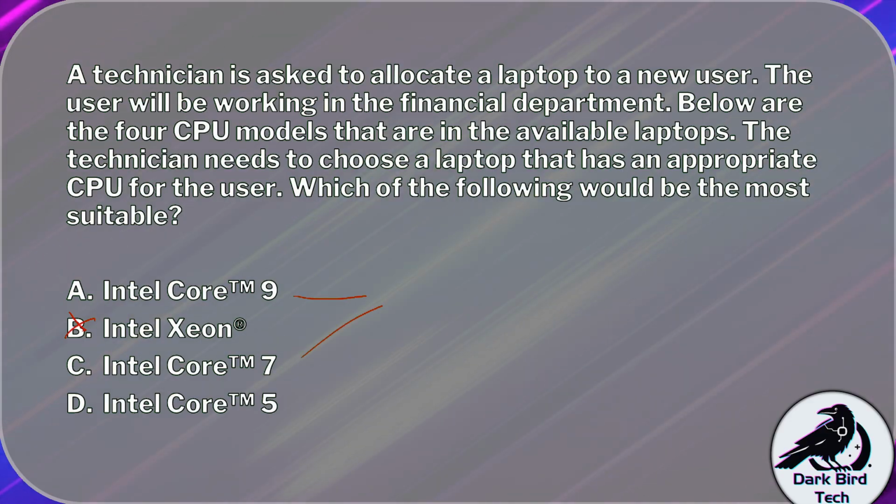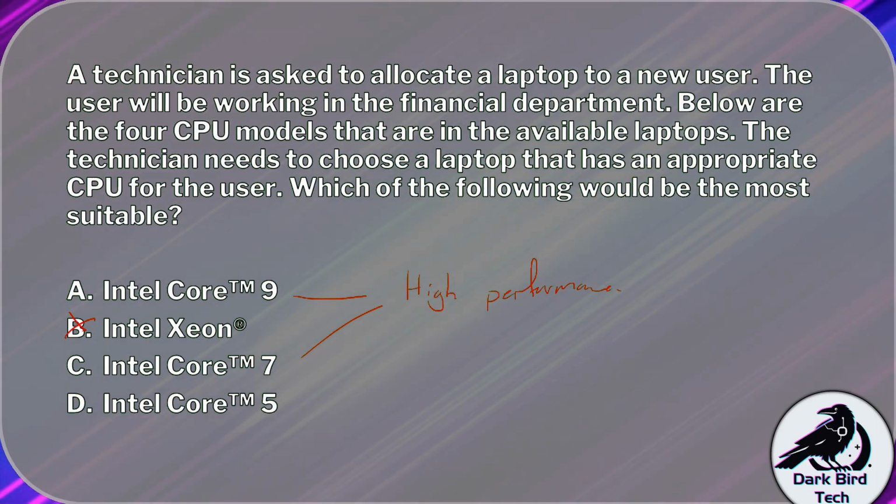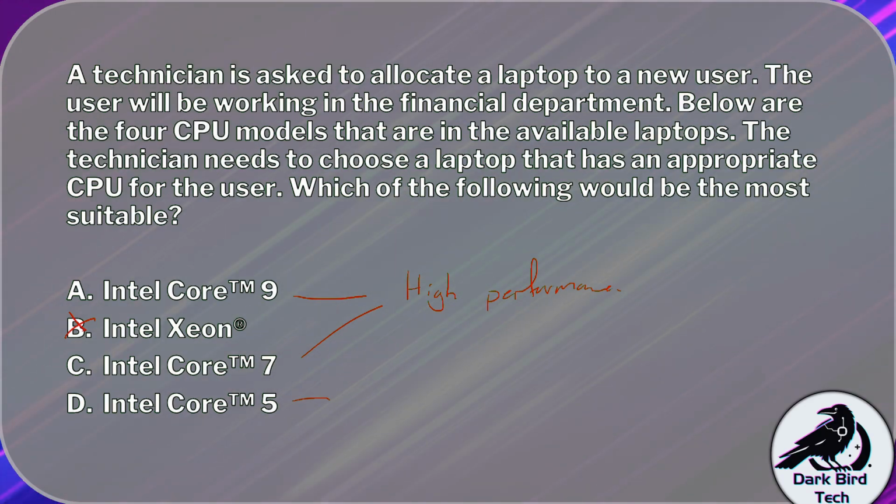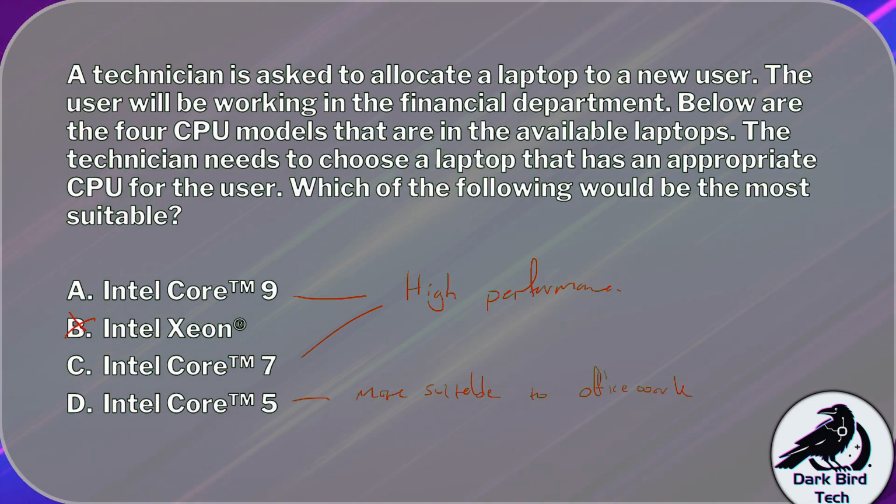Now, the Core 9 and the Core 7, these are considered high-performance CPUs, able to handle a lot of heavy multi-threaded workloads. So developers, computer-aided design, graphic design, etc., they all benefit from those higher performance cores. The Core 5 is more suitable to this use case scenario. In fact, the Core 3 is also perfectly suitable and fine for office work as well, but there isn't a Core 3 in the options here.